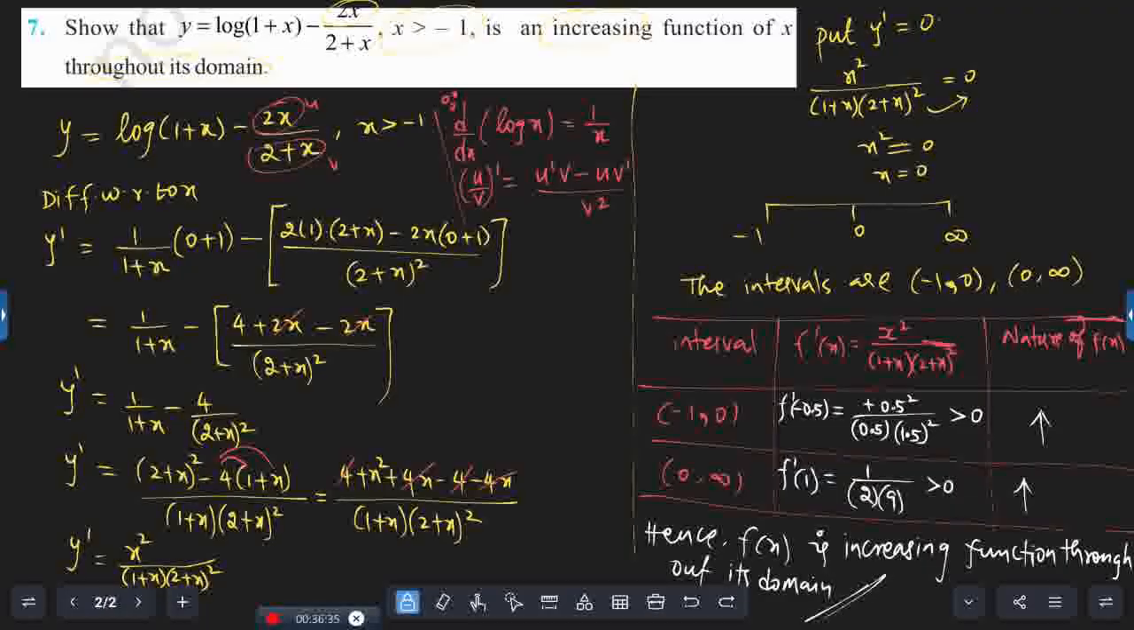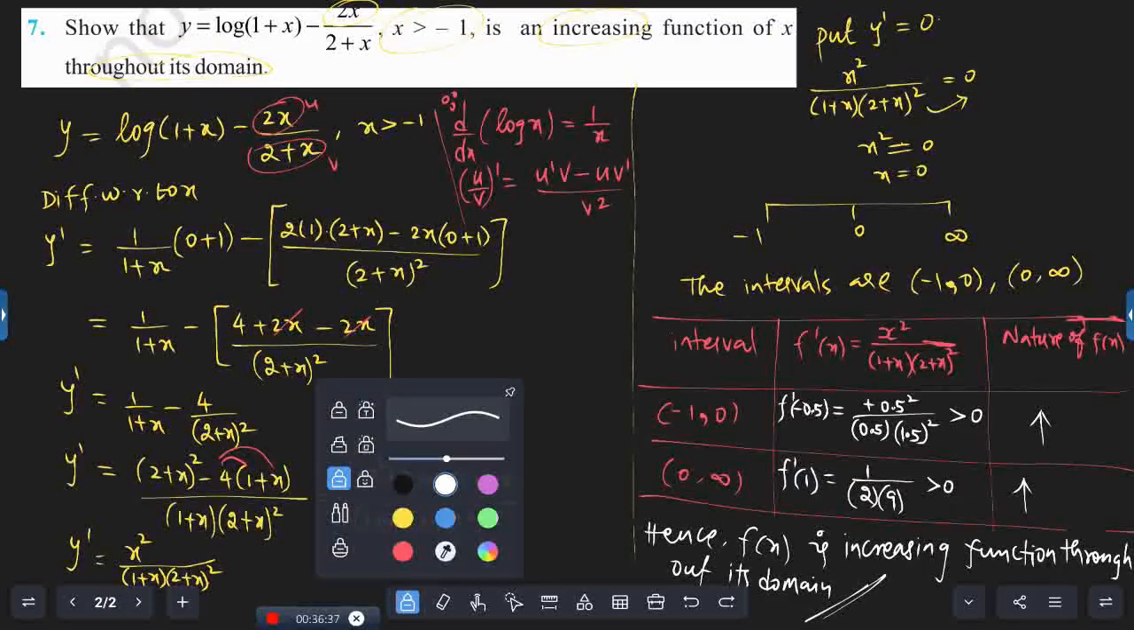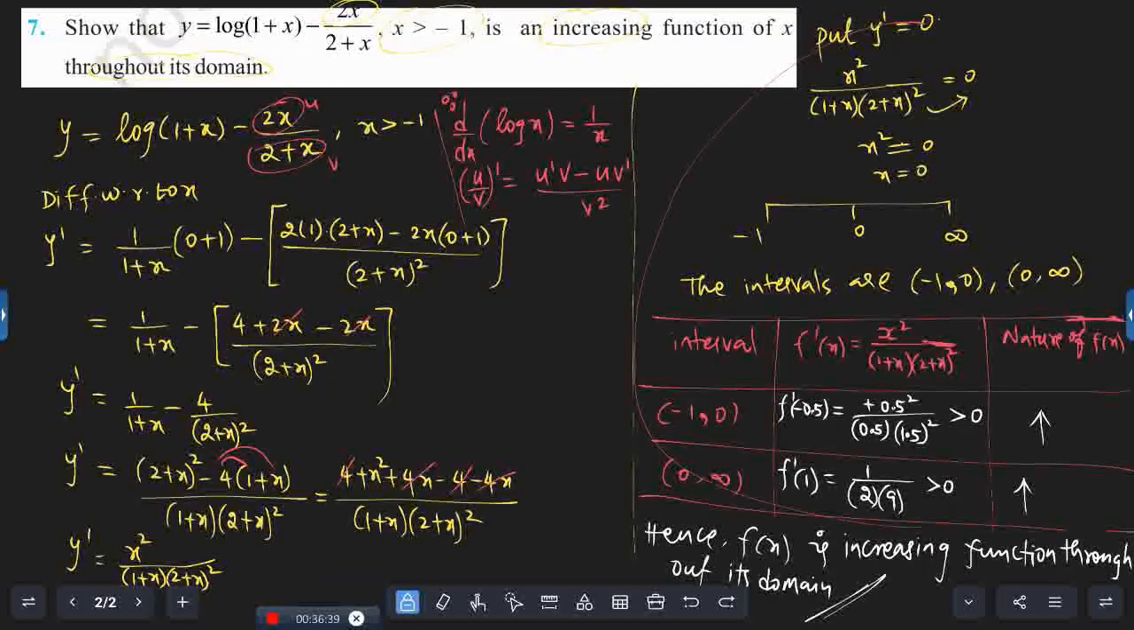Have you understood? Children, again I am telling, without a table also, this whole table is not needed. If you feel so, you have to write here, which is greater than 0 for all x belongs to minus 1 comma infinity. You can also say that, because it is not necessary to find the interval. The interval is already given, x greater than or equal to minus 1, meaning minus 1 to infinity. If you don't want to, you can leave that. Not an issue. That is also accepted.